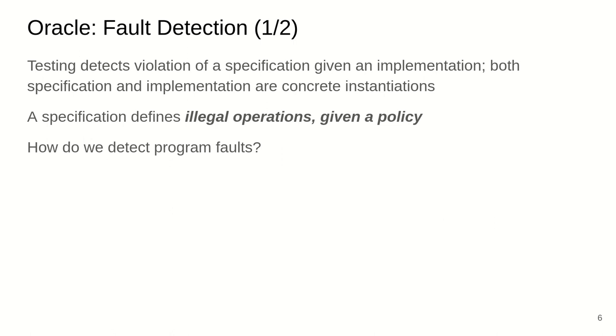So what we need is an oracle, right? For any form of check, we need an oracle that tells us that a fault has actually happened, a violation has occurred, that allows us to detect that there's an issue. The goal of testing, as I already said, is to detect violations of a specification given an implementation. The specification and implementation are concrete instantiations here, and the specification defines these illegal operations given the policy. Now, we need to be able to detect these program faults, and the oracle will tell us, hey, a fault has just occurred, you need to go fix this.